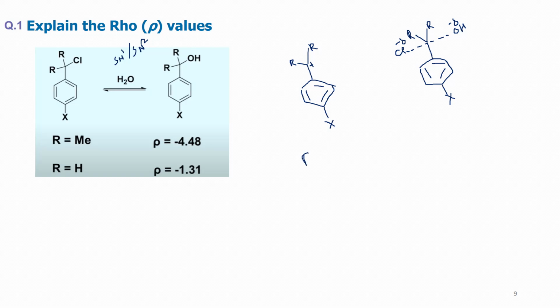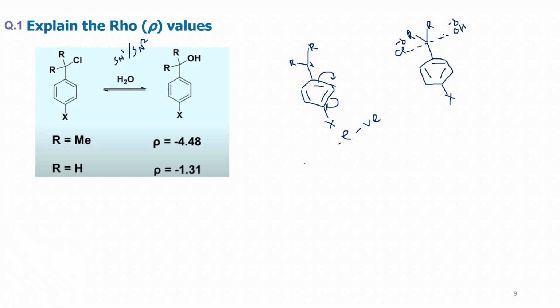in this case, if we are adding an electron withdrawing group, what will happen? There will be a flow of electron in this side. So therefore this intermediate gets destabilized. So with electron withdrawing group, the rho value is negative. Here the rho value will be negative because in case of electron withdrawing group, the intermediate gets destabilized. But in case of electron donating group, the intermediate gets stabilized. Therefore, in this case, the rho value will be negative.